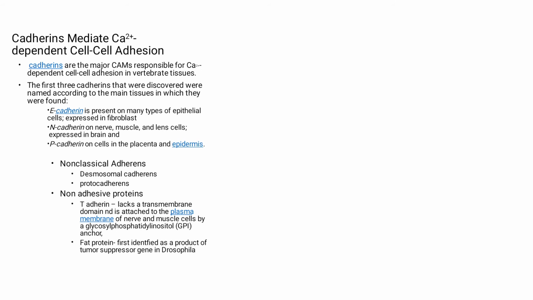N cadherin, for example, is expressed in fibroblasts, and E cadherin is expressed in parts of the brain. This and other classical cadherins are related in sequence throughout their extracellular and intracellular domains. There are also a large number of non-classical cadherins, with more than 50 expressed in the brain alone.